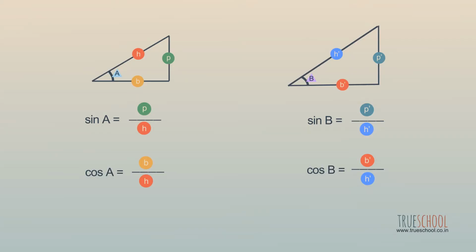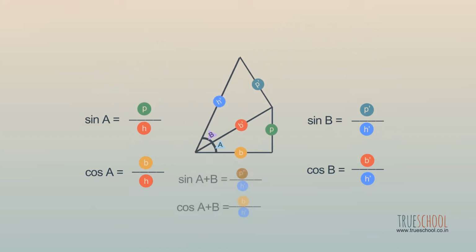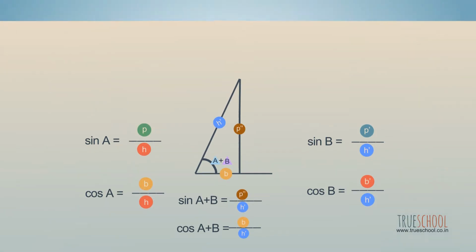By now we know how to find trigonometric functions of any given angle, but what if we have a situation where we need to find the trigonometric function of the sum of two or more angles? In this video, we'll derive the formula for finding the sine, cos and tan of the sum of A and B angles in terms of sine and cos of A and B.